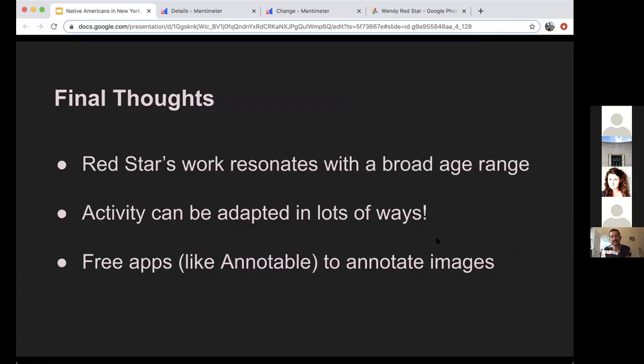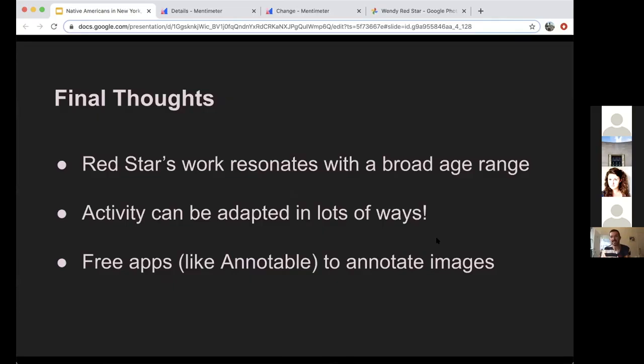As I said at the beginning, I think that Wendy Red Star's work really resonates with a broad age range. I've done an iteration of this lesson with students as young as 4th grade, all the way up through adults, like right now. So I think they're very, very effective teaching tools.